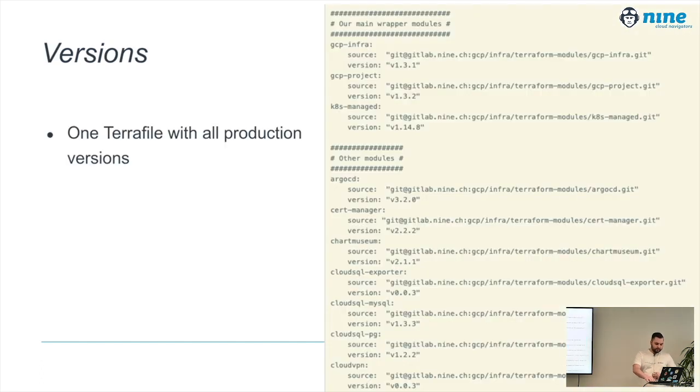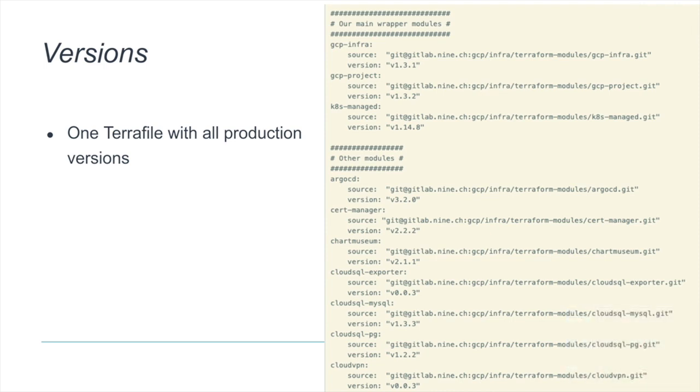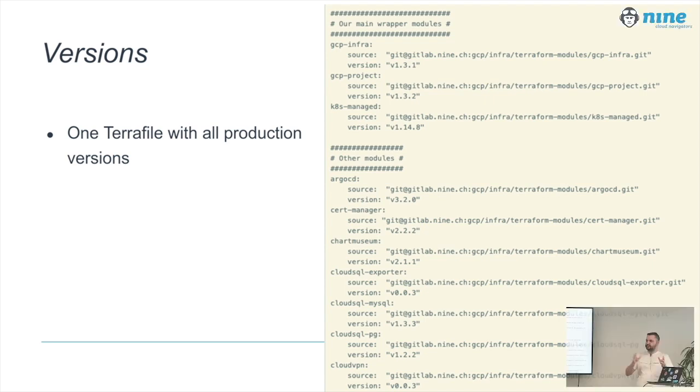And how did we manage the versions really? So we had one big Terra file which basically defined all our production versions. Here, as you can see on top, we have the 3 big ones and all the smaller ones down there. And we had a ton of different kinds of repositories, all defined in Git.